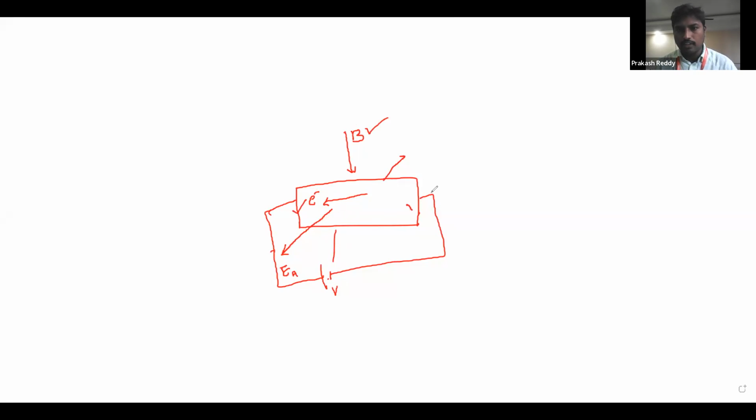Between the two phases, when the field is applied, a potential difference is created. Due to the potential difference, an electric field is generated inside the material. That generated electric field, or voltage developed across the material, we call the Hall voltage. The generated electric field is perpendicular to both the magnetic field and the flow of charge. The definition I am going to share now.